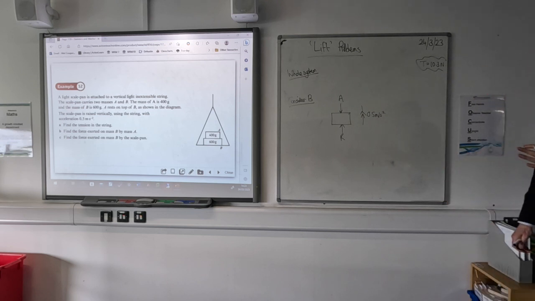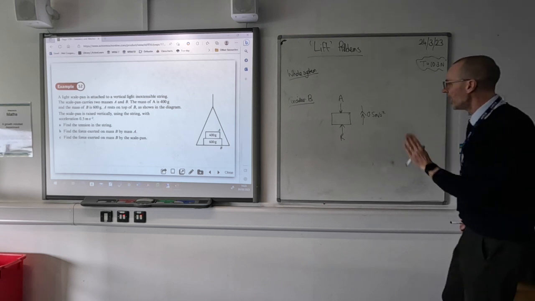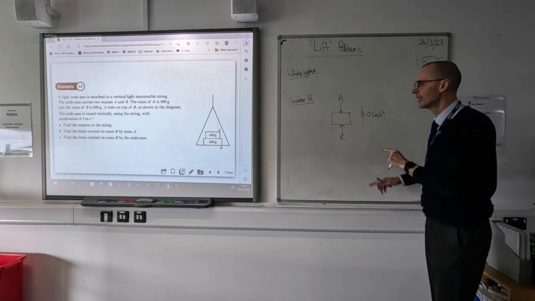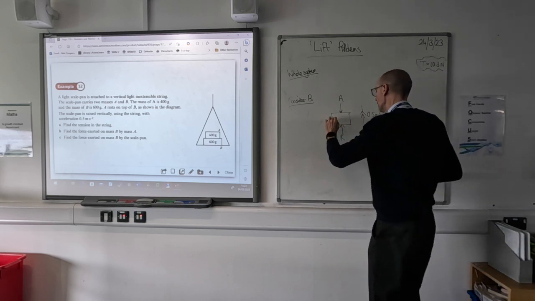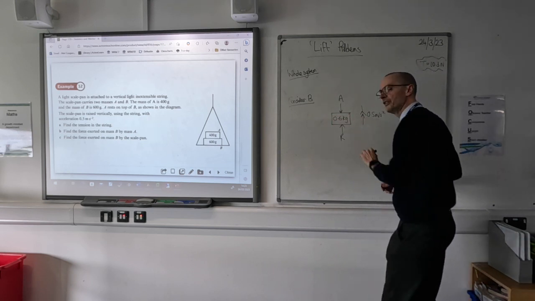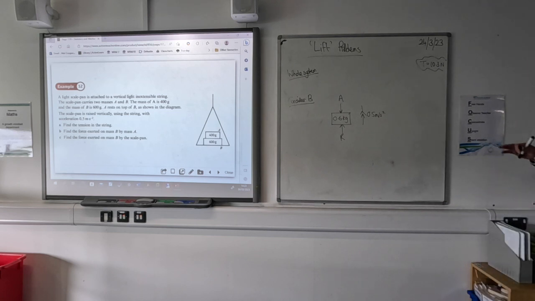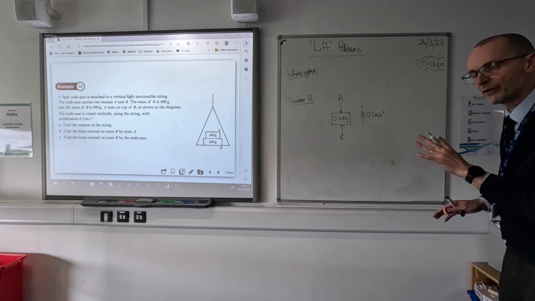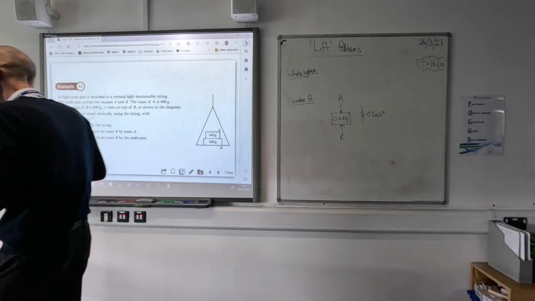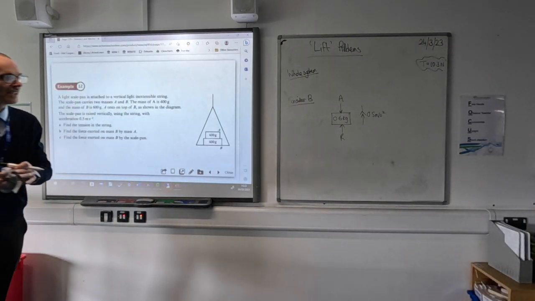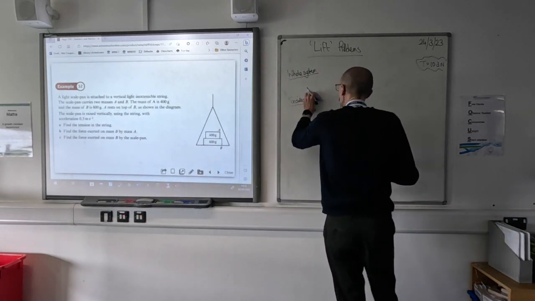But I can't work with that, because I've got two unknowns. F equals ma would be R minus A equals 0.6, because it weighs 0.6 kilograms, times 0.5. So all that would tell me is the difference between the two forces. It wouldn't tell me what each of the forces were. So considering B is fruitless, because we've got two different forces that we don't know. So instead, we have to consider A.